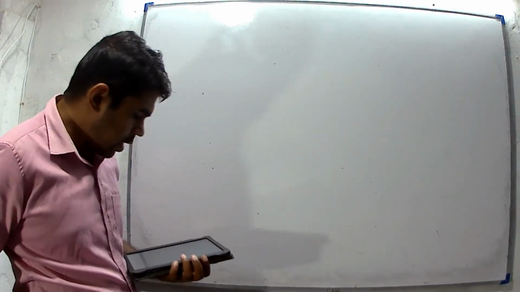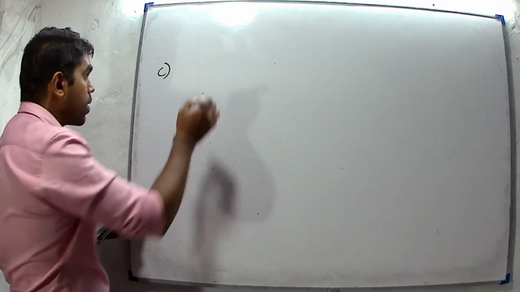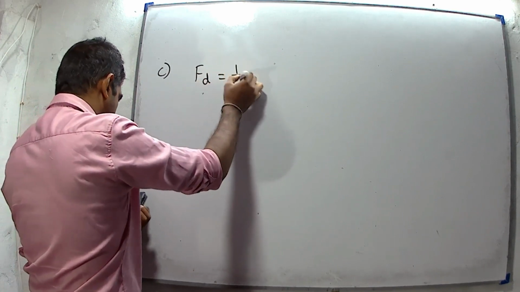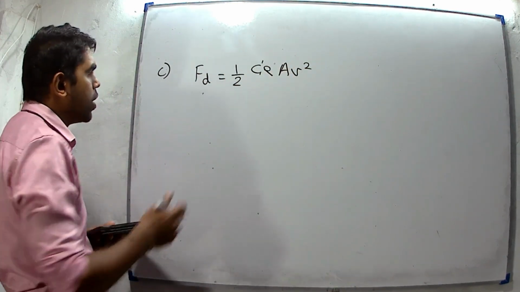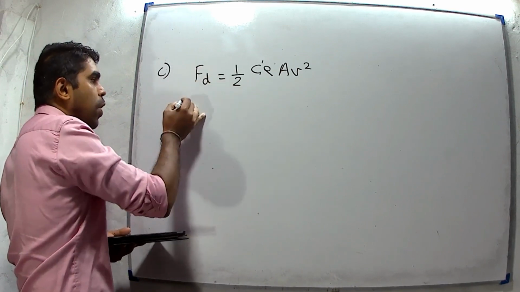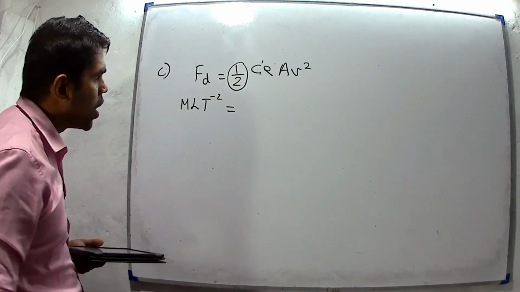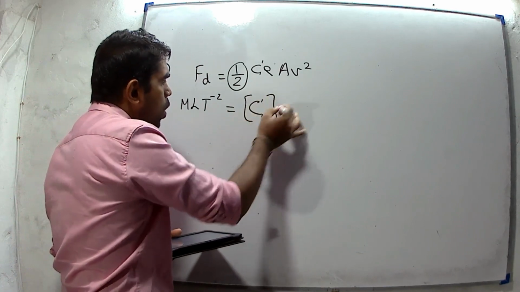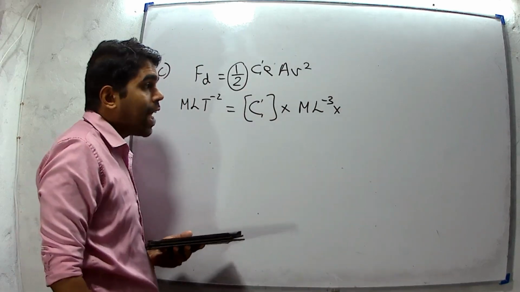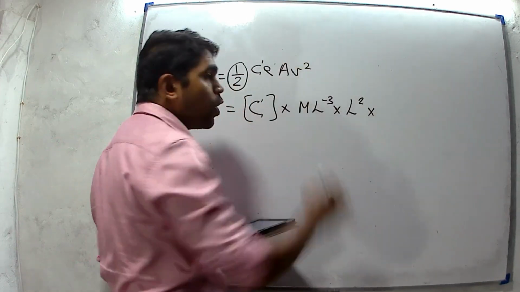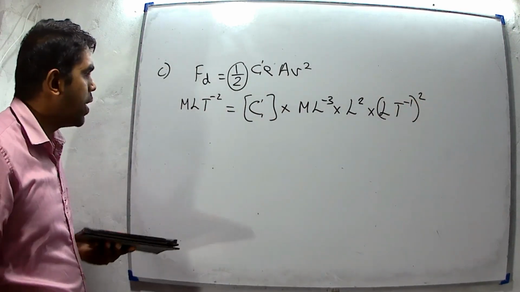Now that equation is not an equation in the syllabus, but it is easy to calculate. Drag force is given as half C rho A V squared. We have to consider dimensions. I will use the dimension of force, MLT minus 2. Half is a constant value, so there is no dimension. We have to find the dimensions of C. Rho is density, dimension ML minus 3. A is an area, L squared. V is velocity, LT minus 1, squared. Now we have to make C the subject. We can cancel out M.